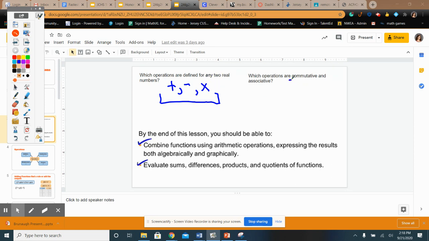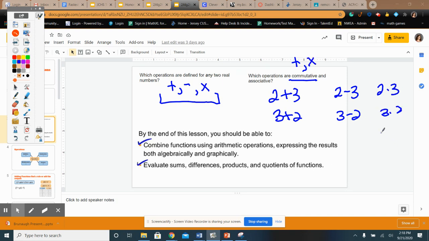Which operations are commutative, which means order doesn't matter? So 2 plus 3, is that the same thing as 3 plus 2? Addition is commutative. Is subtraction commutative? No, because 2 minus 3 is not the same thing as 3 minus 2. Multiplication, 2 times 3 and 3 times 2, is commutative. And division, 2 over 3 is not the same as 3 over 2. So the only ones that work are addition and multiplication.